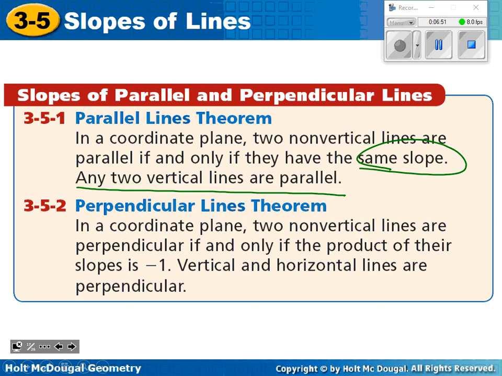So the way they word it here is in a coordinate plane, two non-vertical lines, because if they're vertical, their slopes are undefined. Two non-vertical lines are perpendicular if and only if the product of their slopes is -1. But you don't have to memorize it that way. You can just think that perpendicular lines have opposite reciprocal slopes, okay? But just know that means if you multiplied them, you would always get -1.